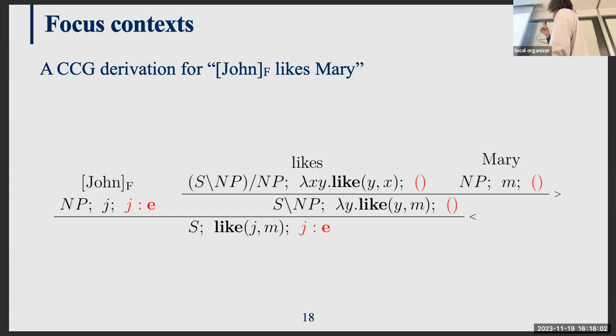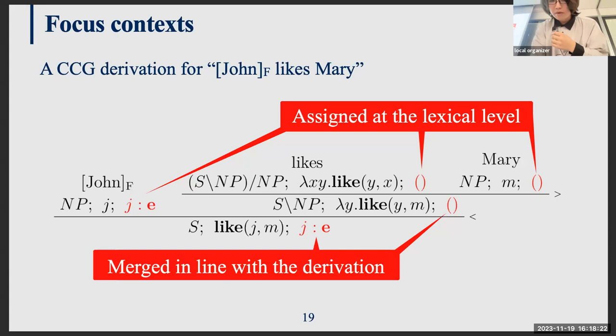The focus context at the bottom is the focus context for the things to index Mary. And the contexts are merged in time with the derivation. This is the summary.